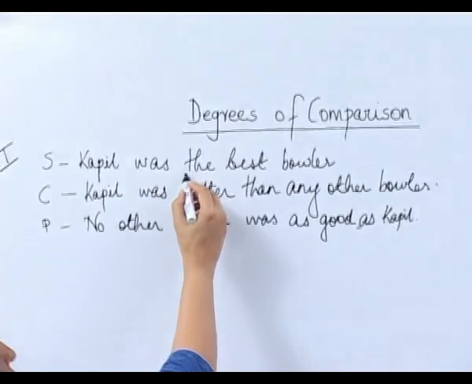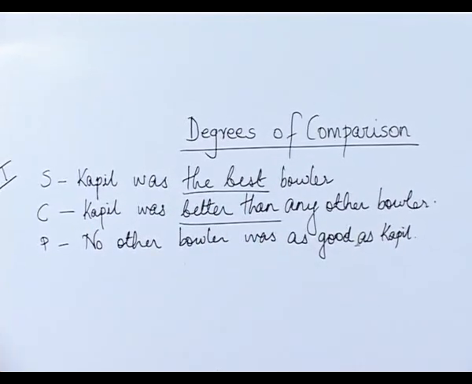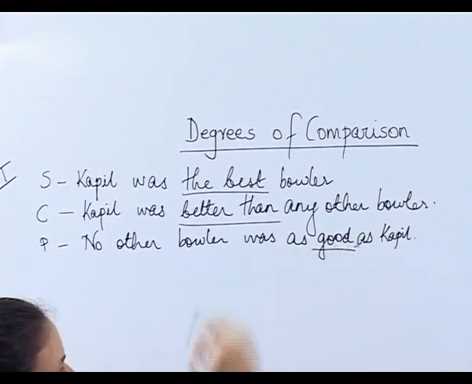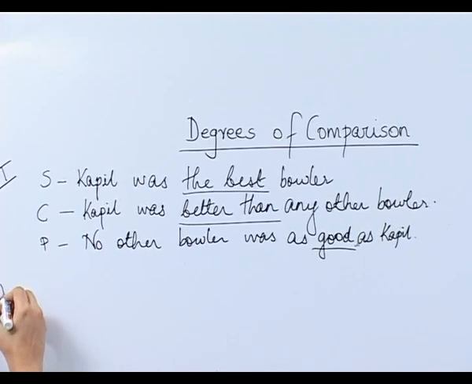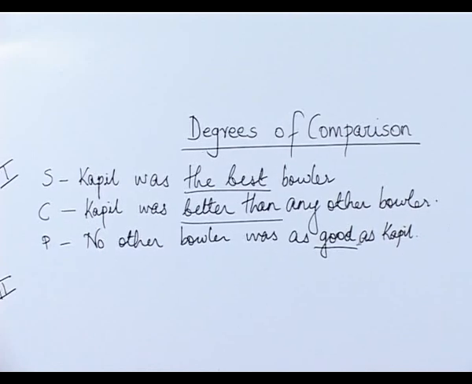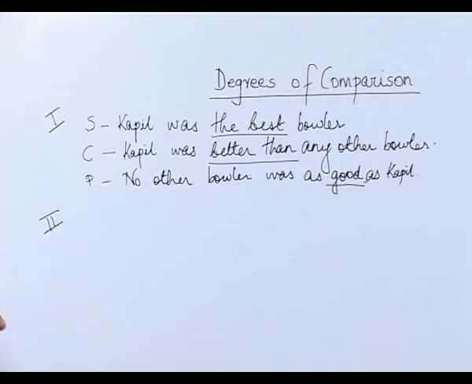We have the best in superlative, better than in comparative, and good in positive degree. But if we say Kapil Dev was one of the best, then can we say that no other bowler was as good as Kapil? No, because there were 2-3 others also who were as good as he was. So we use that as a second formula whenever we are talking about someone being one of the best, not the only one who was the best.